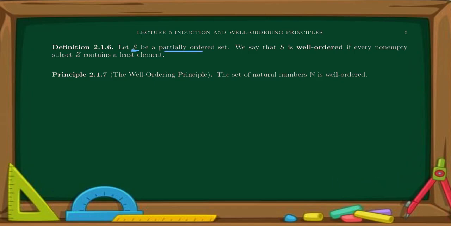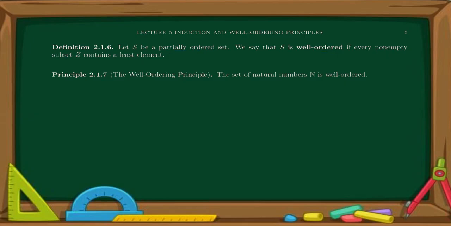Basically, it just means that if we have elements X and Y, we can decide if X is less than or equal to Y. We'll define what that is more properly later on, but we've probably seen something like this before. We say that a set is well-ordered if every non-empty subset contains a least element. So if you take any subset of the set, there's always a smallest element inside that set.